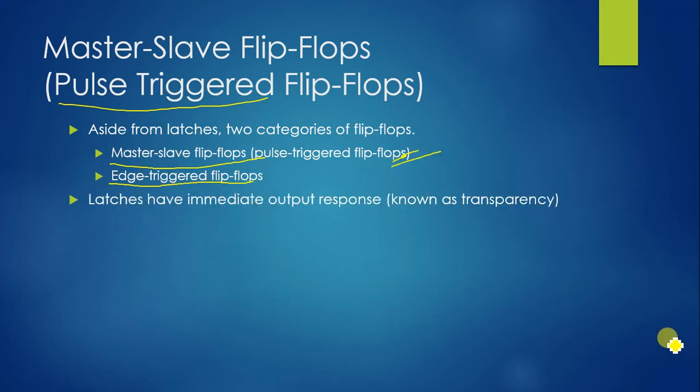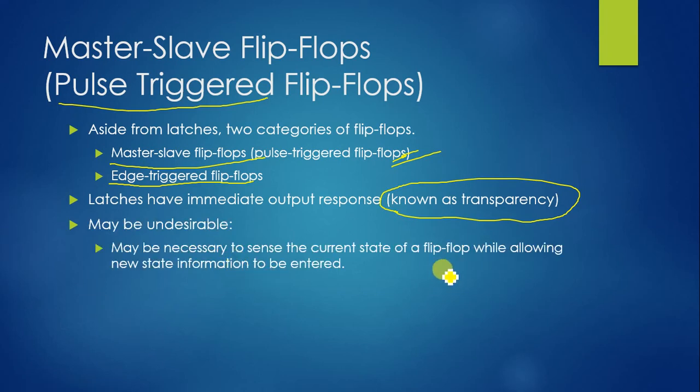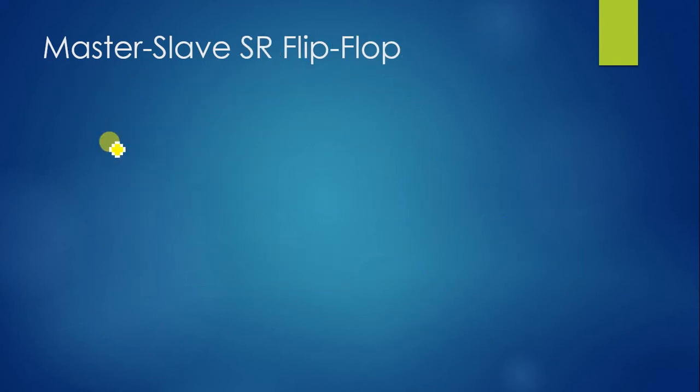Latches have an immediate output response, which is known for its transparency. But in the case of flip-flops, this can be avoided. It is necessary to sense the current state of a flip-flop while allowing the new state information to be entered. So let us come to the master-slave flip-flop.